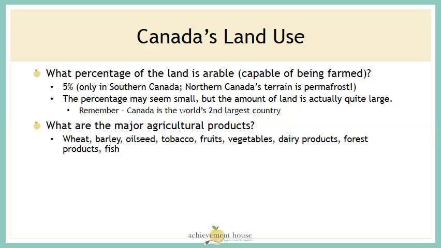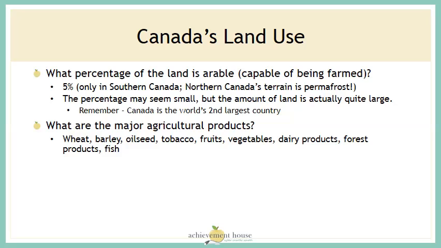When looking at Canada's economy, we should look at their land use. What percentage of land is arable, meaning capable of being farmed? 5% of Canada is capable of being farmed on, only in southern Canada. Northern Canada, remember, the terrain is permafrost, or permanently frozen ground. The 5% may seem small, but the amount of land is quite large. Remember, Canada is the world's second largest country in land mass.